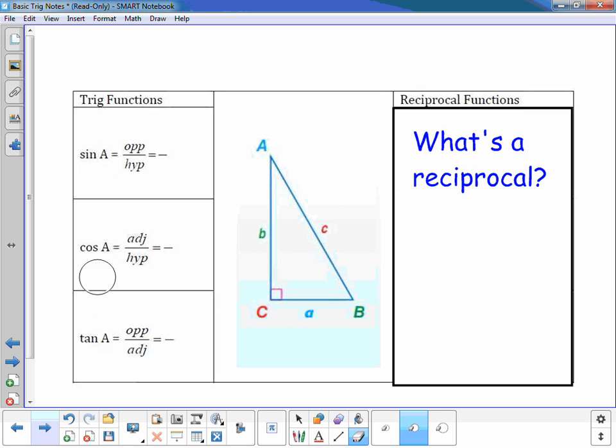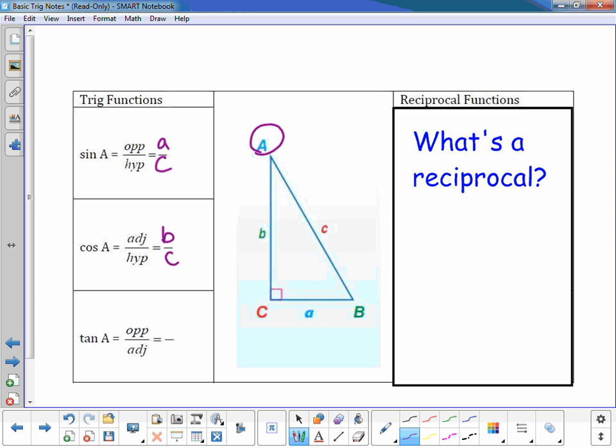So let's take a look and refresh our memory about those trig functions. If I use the triangle in the middle here, and I look at each of these trig functions, I'm looking at angle A. So that's my angle there, and I want the sine of A. The sine is opposite over hypotenuse. Opposite, I have the side length A, hypotenuse is C, so my sine is equal to A over C. Cosine is adjacent over hypotenuse, which in this case would be B over C. And tangent is opposite over adjacent, so that would be A over B.